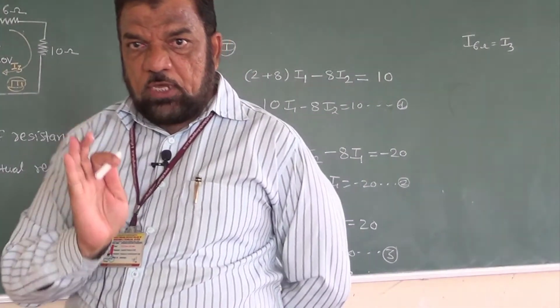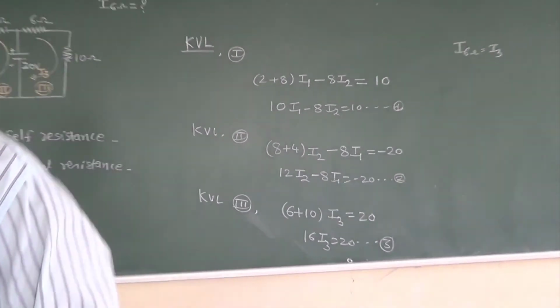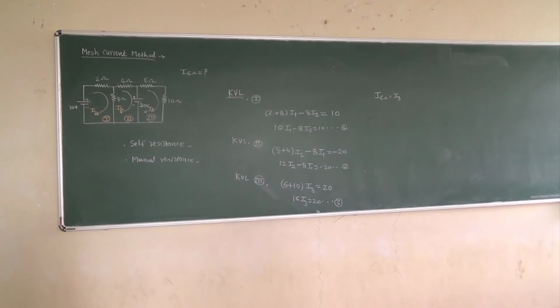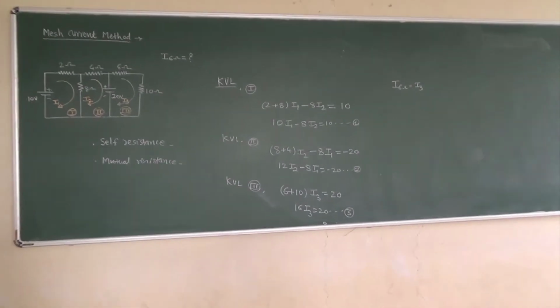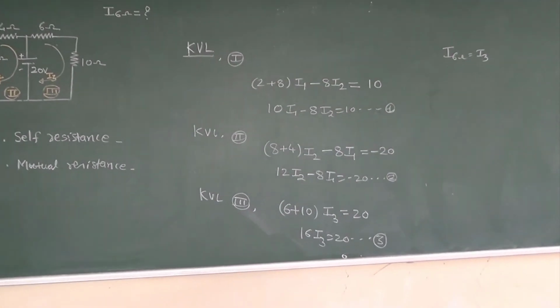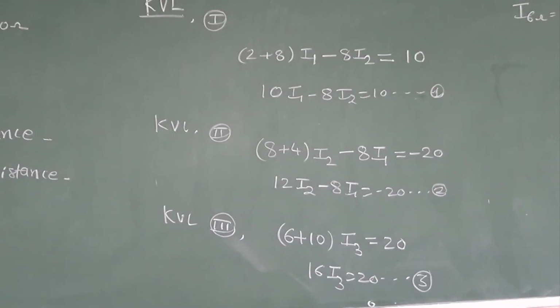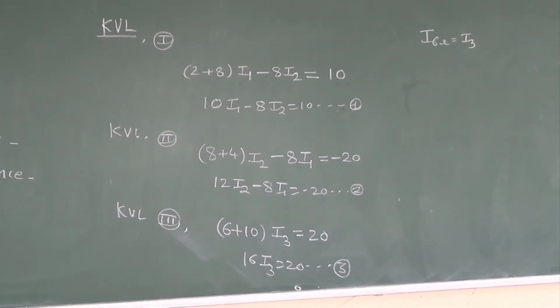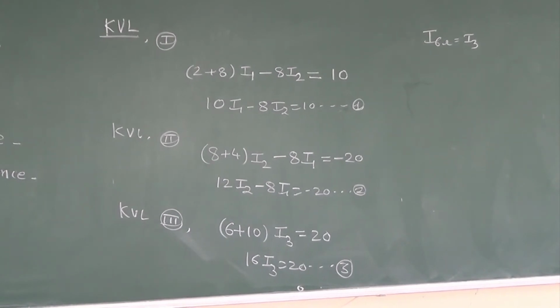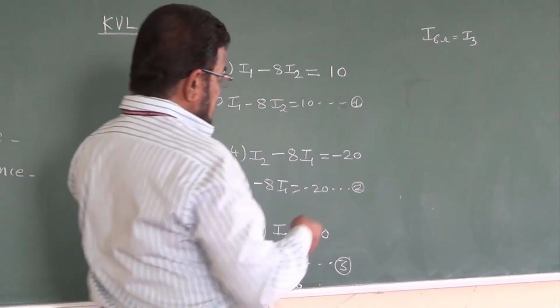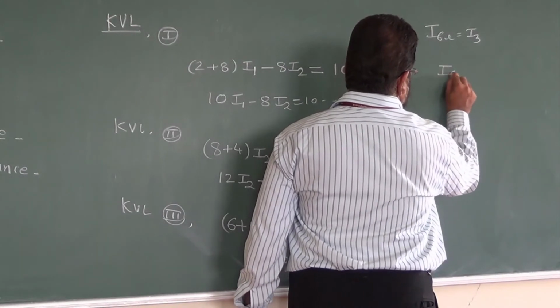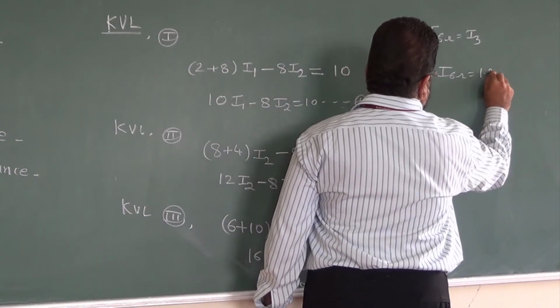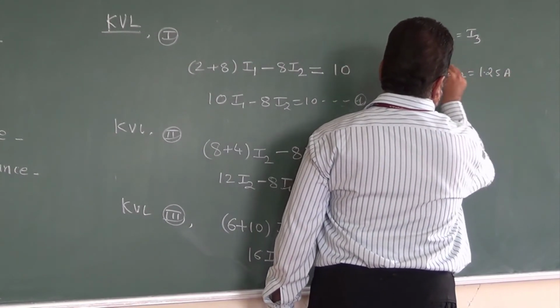Now, since 3 equations are there, I can use either Cramer's rule or I can use a direct calculator for finding the loop current, or for finding the current flowing through the 6 ohm resistance. So you can use any method. After solving these 3, you will get I6 ohm is equal to 1.25 ampere.